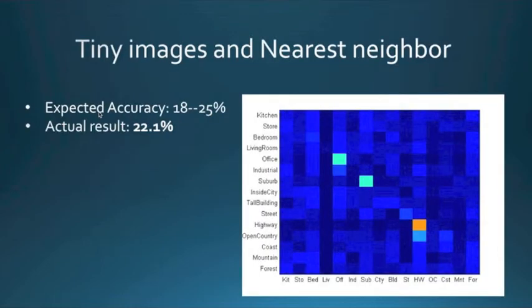Here is the estimated accuracy for the three ways. For tiny image representation with the nearest neighbor classifier test, we got an accuracy of 22.1%, which is expected to be around 18% to 25%. We wrote a function which produces a website containing all our predictions for each testing image. Here is a screenshot of the web page.